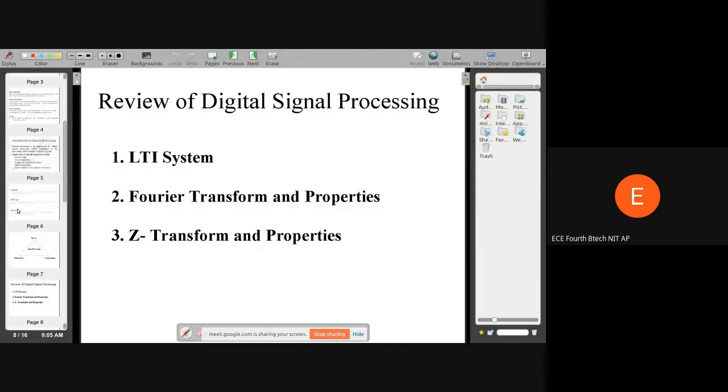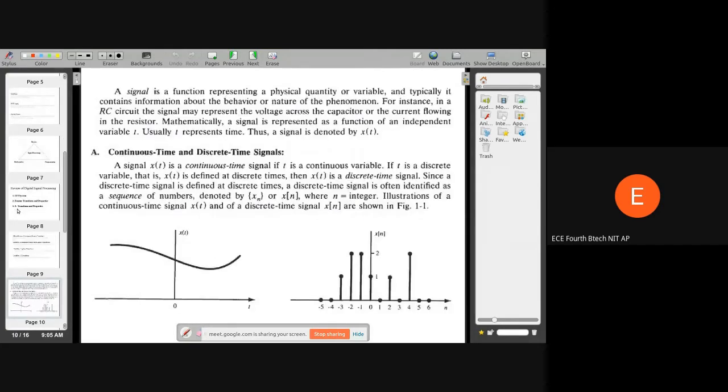So these are the main things we have to cover: LTI system, Fourier transform, and Z transform. But let's start from the beginning. What is a signal? Any physical quantity which we can measure with respect to another physical quantity is a signal.